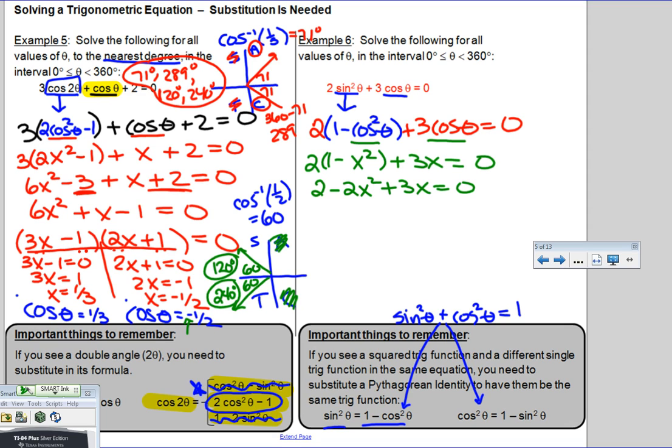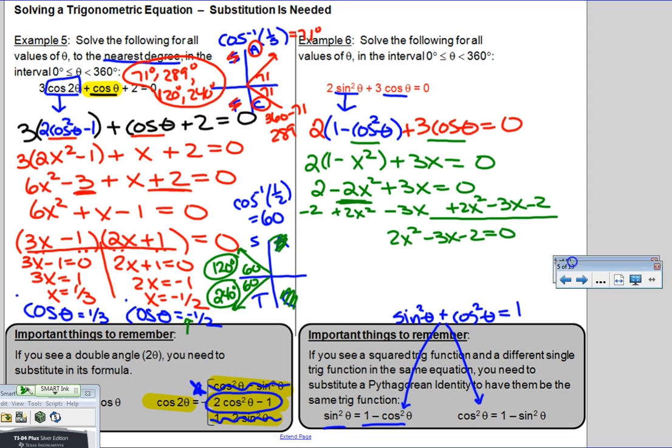Okay, combine like terms, but there are none. I really want to get this x squared guy to be positive. So I'm going to add him over, subtract him over, and subtract him over. Okay, you can factor this or do the quadratic formula. It is factorable if it doesn't talk about rounding. That's a given. So let's see. I'm going to do this by the guess and check method again.